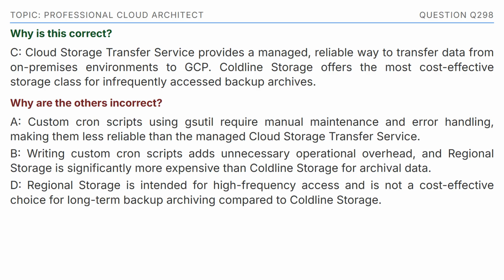Why are the others incorrect? A. Custom cron scripts using gsutil require manual maintenance and error handling, making them less reliable than the managed Cloud Storage Transfer Service. B. Writing custom cron scripts adds unnecessary operational overhead, and regional storage is significantly more expensive than coldline storage for archival data. D. Regional storage is intended for high-frequency access and is not a cost-effective choice for long-term backup archiving compared to coldline storage.